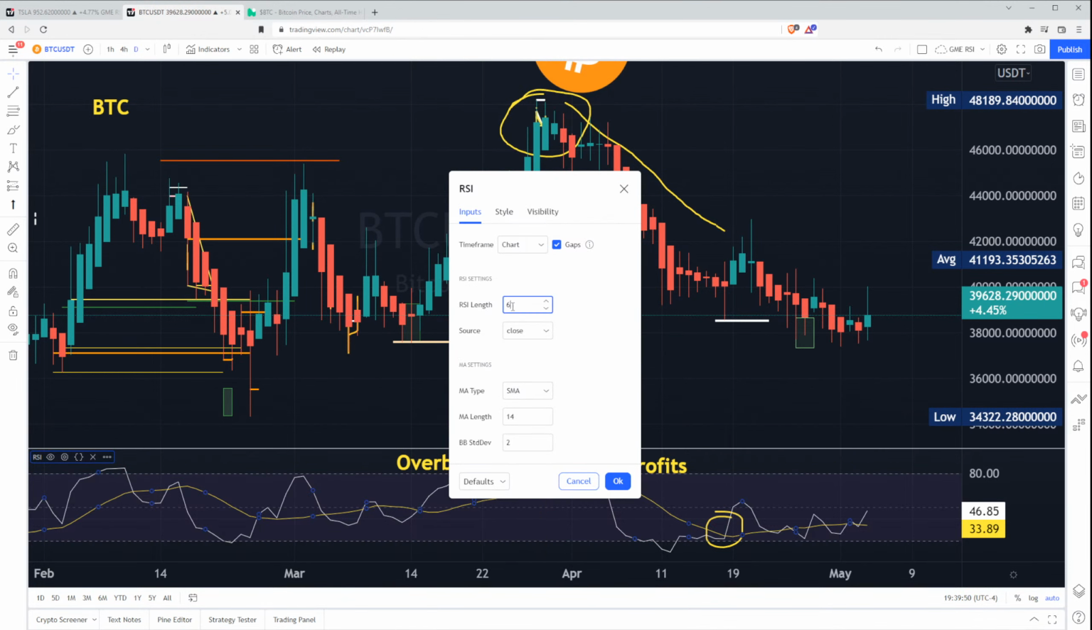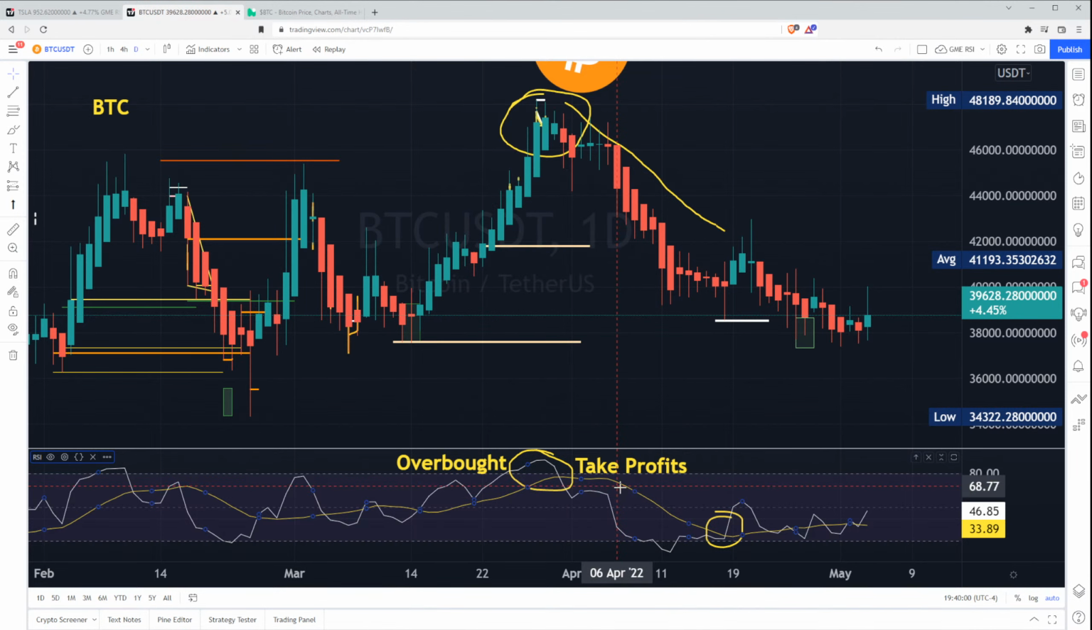This is my RSI setting. I do have the length at sats. Moving average type, SMA. Length 14, standard deviation 2. And here's another thing about this new RSI indicator. See how my white line crosses down under the gold line? So when RSI starts falling down and goes below the moving average line, it's kind of going to show you that the price is going to dip even further. So definitely take profits right here.